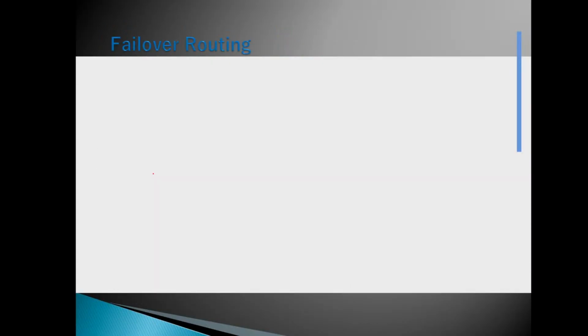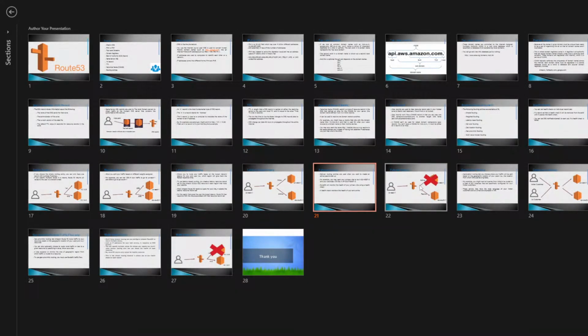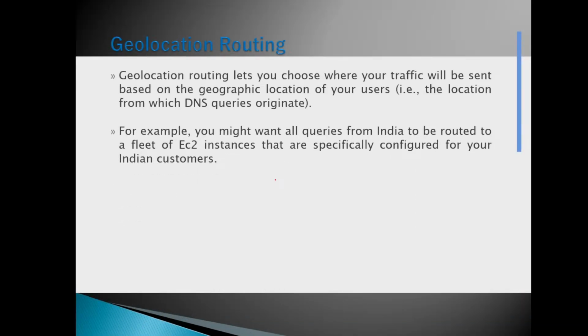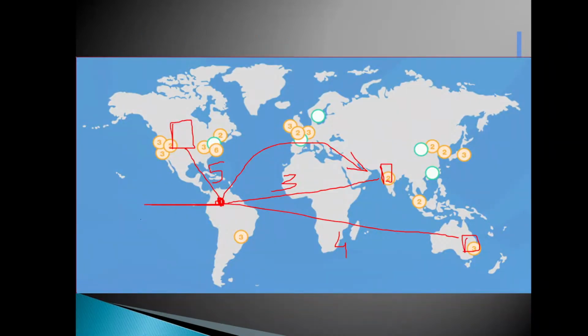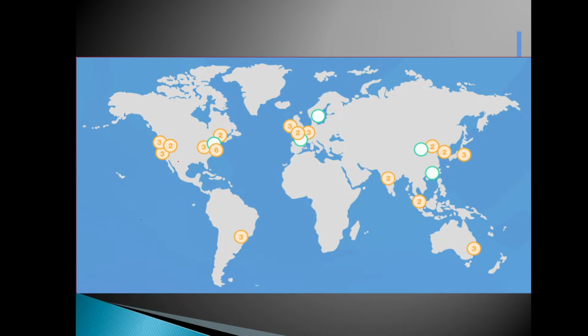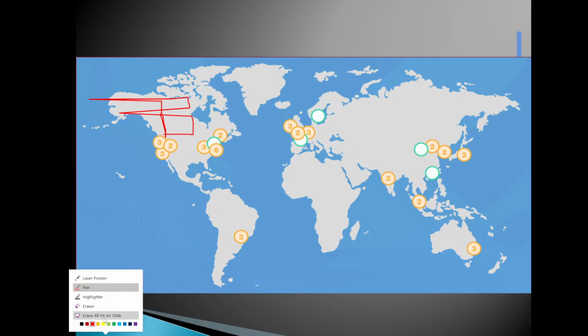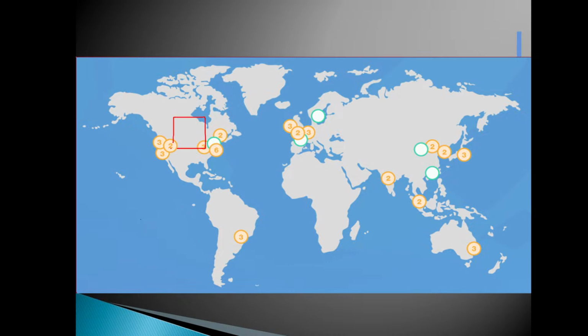Next is geolocation based routing. Always remember the difference between latency and geolocation. Both are quite similar, but there is a very thin, very minute difference between these two.